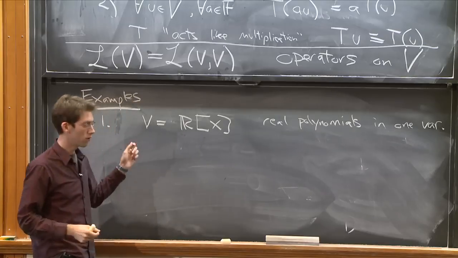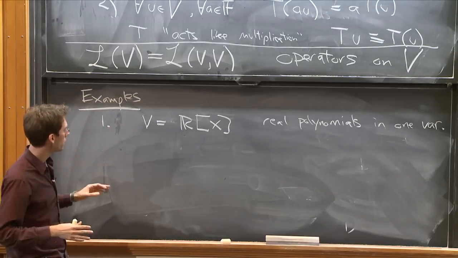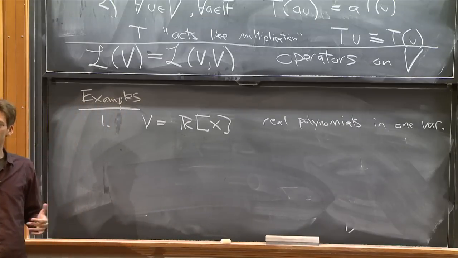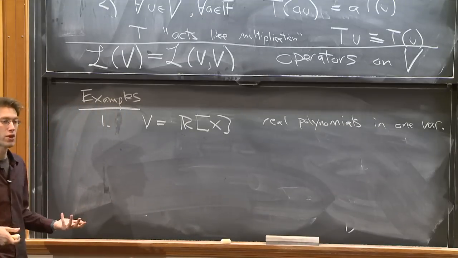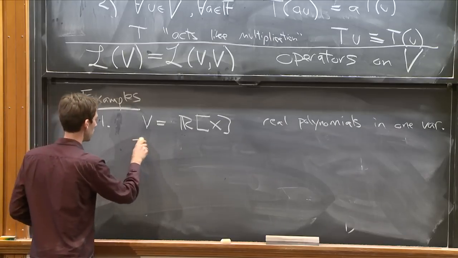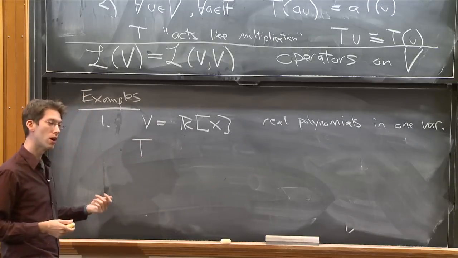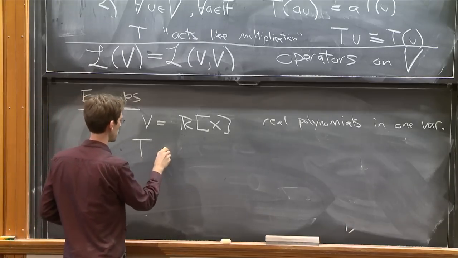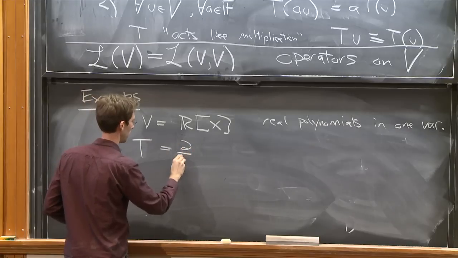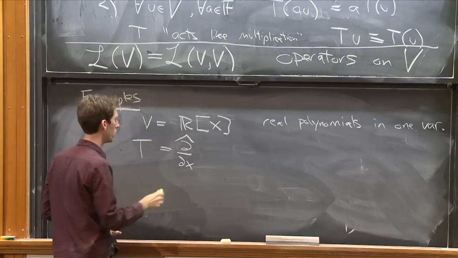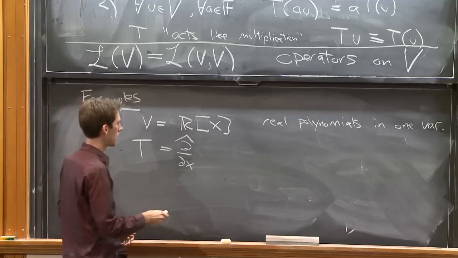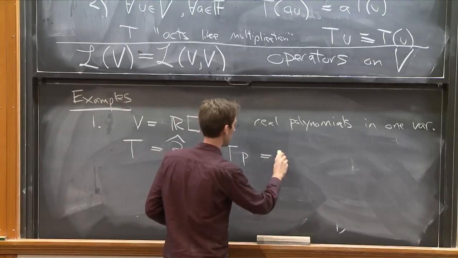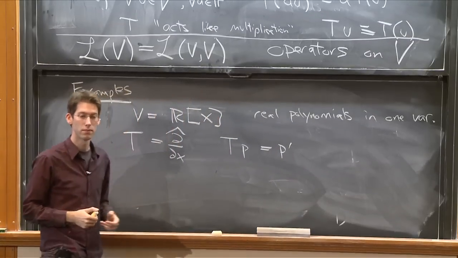Okay, so real polynomials over some variable x, and this is an infinite dimensional vector space, and we can define various operators over it. For example, we can define one operator T to be like differentiation. What you might write as d/dx hat, and it's defined for any polynomial p to map p to p prime.